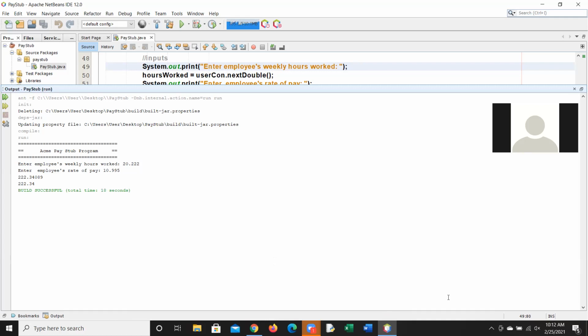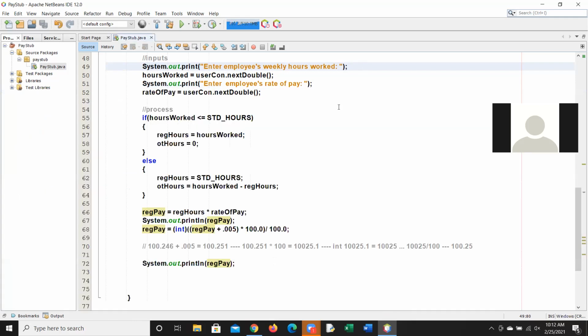All right. So it looks like it's working. So this is my algorithm here that I'm going to use to round. Now, could I use math round? Yes, I could. But here I wrote my own algorithm and I know it works.